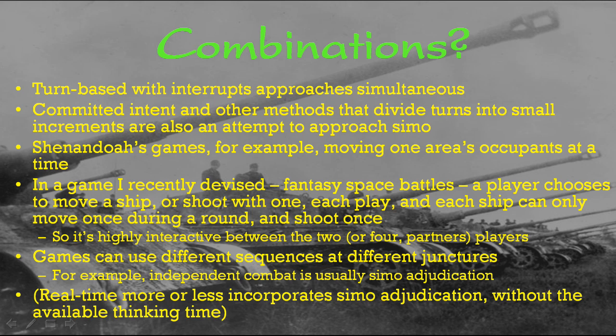In a game I recently devised, which is about fantasy space battles, believe it or not, a player can choose to move a ship or can have a ship shoot in each play, and it alternates back and forth. Each ship can only move once during the round, can only shoot once during the round. So it's highly interactive between the two players or four players playing partners. Of course, games can use different sequences at different junctures. For example, independent combat is usually simultaneously adjudicated. And real-time more or less incorporates simo-adjudication without the available thinking time.